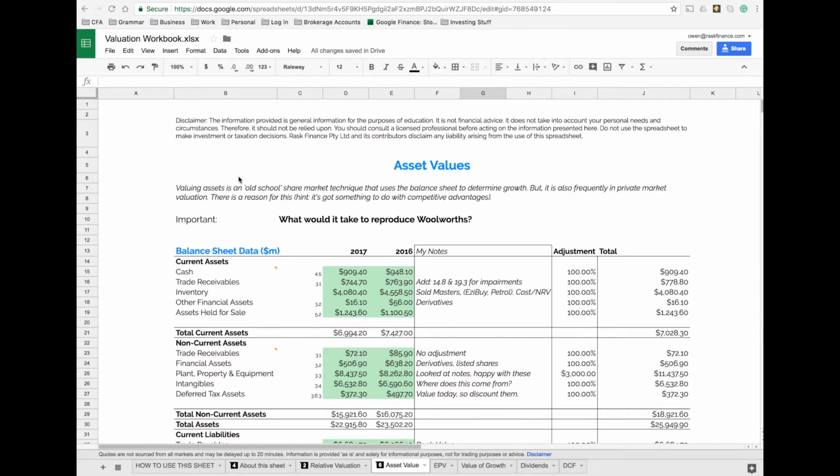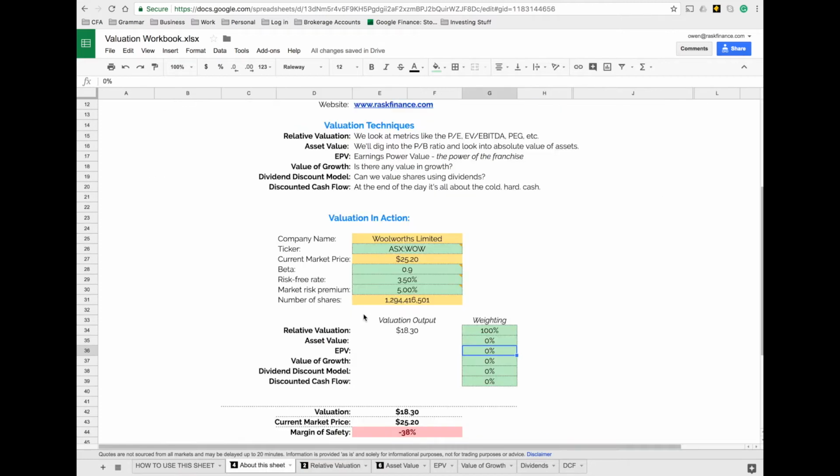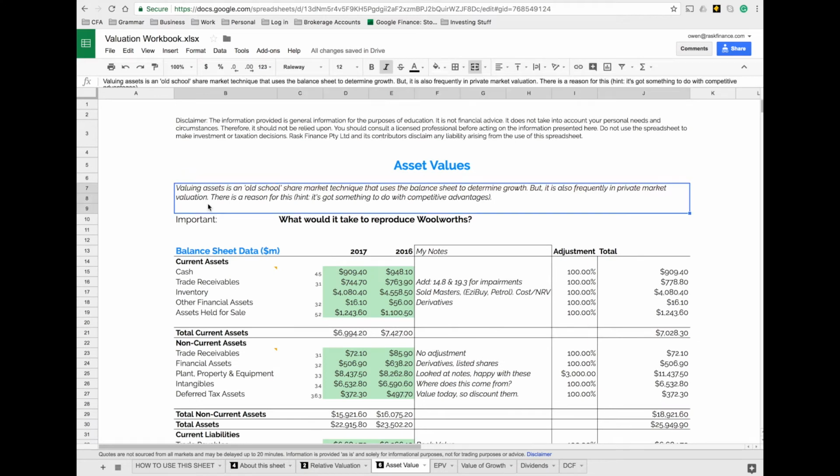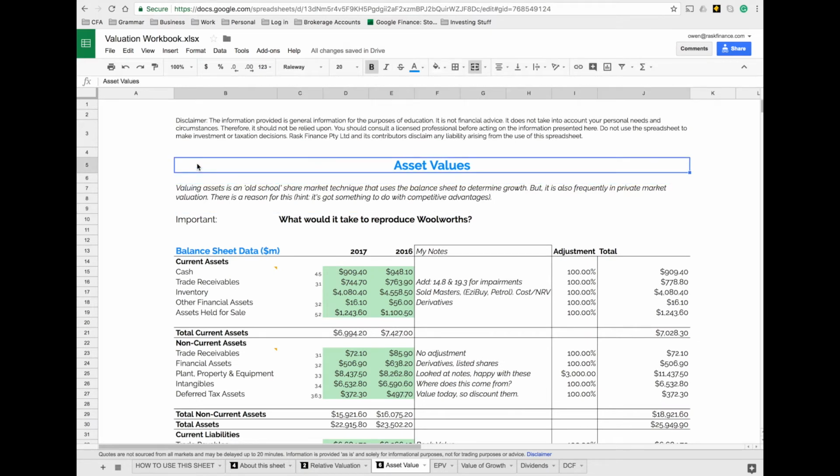This is the third lesson, and it is all about the valuation of assets on a balance sheet. For those of you who have been watching along, we've covered relative valuation, and we've also gone over the purpose of valuation and what we'll cover in this course. As you'll see on the page right here, valuing assets is an old school share market technique that uses the balance sheet to determine growth, but it is also frequently used in private market valuation, and I've given you a hint as to why that might be the case, and it has something to do with competitive advantages.